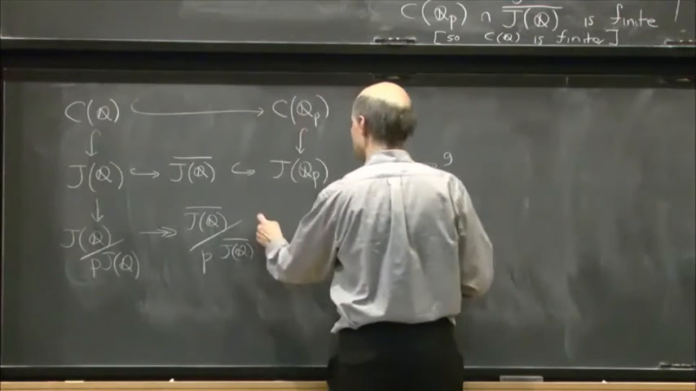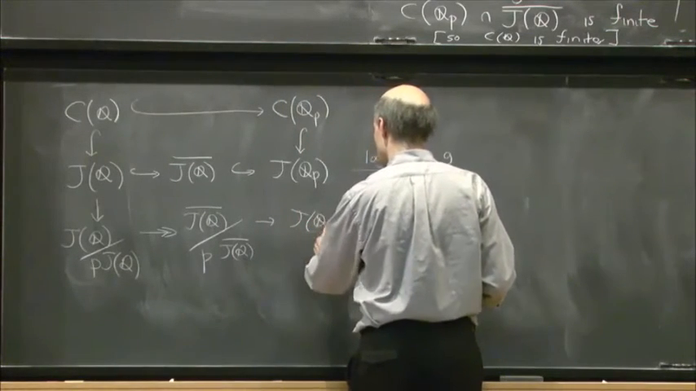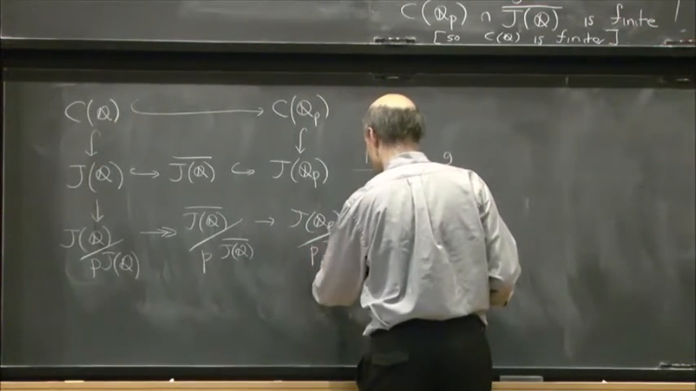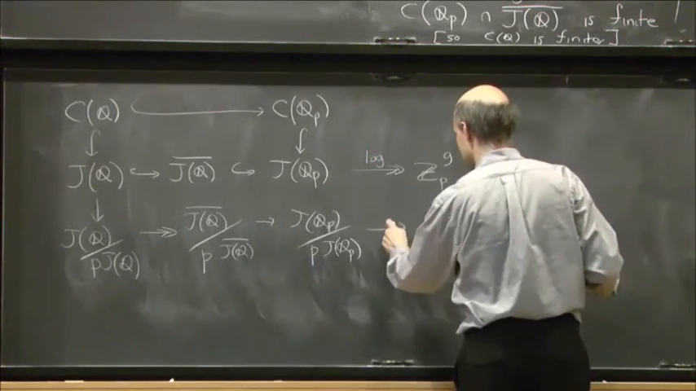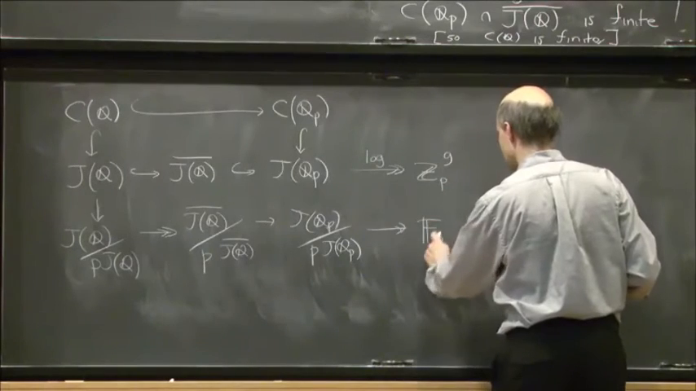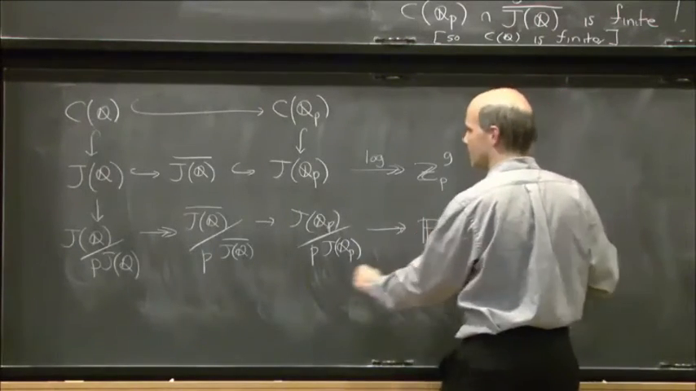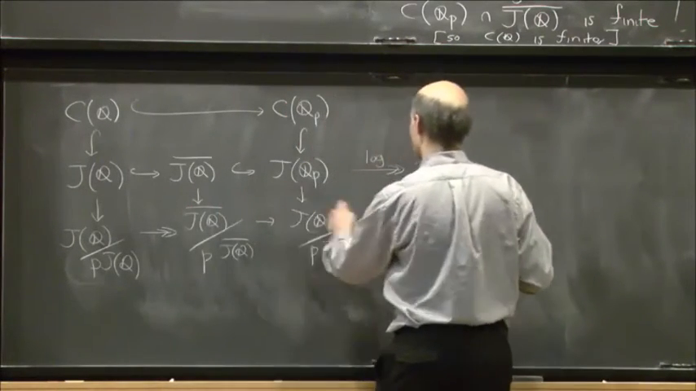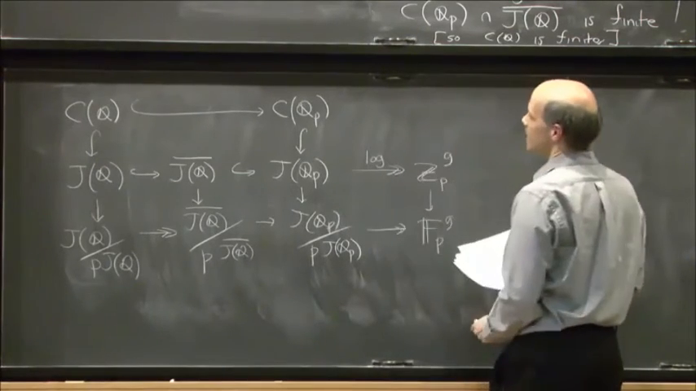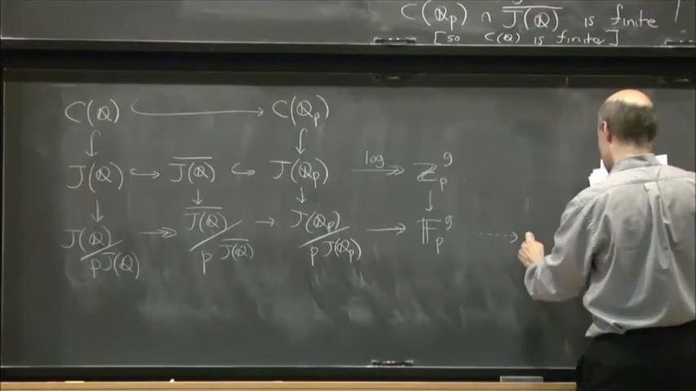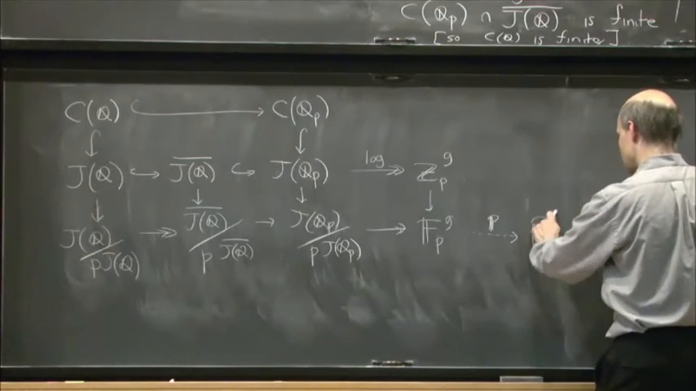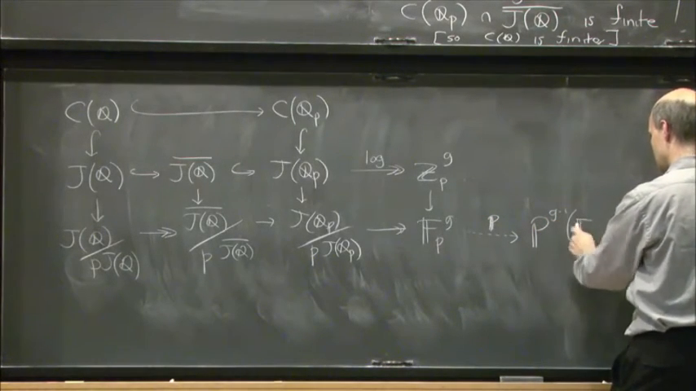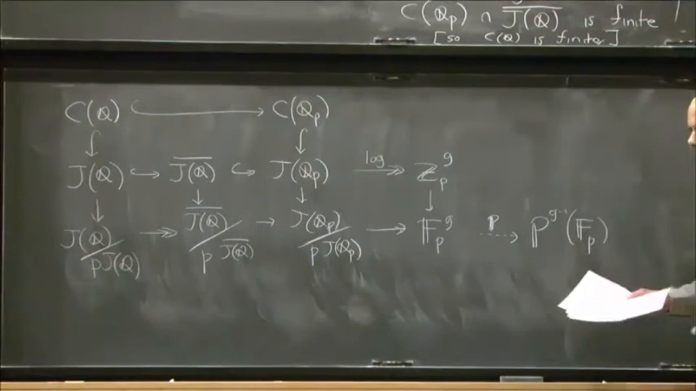And this maps to J of Q_p mod p times the... And I'll do that here too. So this also now surjects onto F_p to the g. And so I have maps going down. And so instead of computing this sort of projection, I'll call this p, which goes to P^(g-1). So it's just the map there.